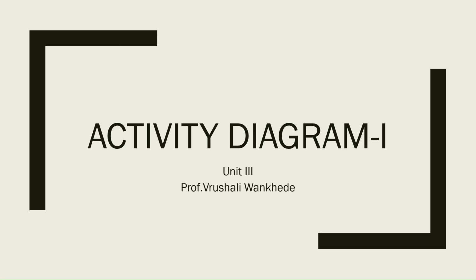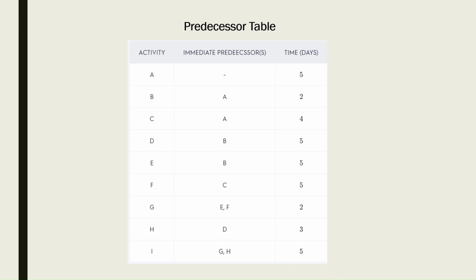This is from a software project management subject, third year computer, and this topic is from third unit, that is activity diagram. How to draw the activity diagram. Now in activity diagram there are two types of diagram we consider. First is the activity on node and another is the activity on arrow. So today's part, first we will cover what is meant by the activity on node.